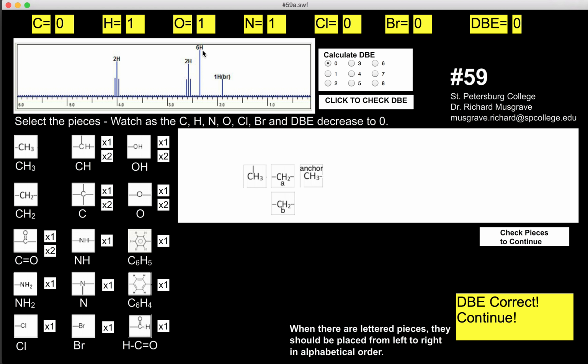Now because we have these two CH3 groups here and it's a single peak, they're probably connected to the same thing. Now I know they're not connected to a carbon that doesn't have hydrogens on it because we don't have that piece here available. So the only thing I can really think of that the two CH3s might be next to that doesn't have a hydrogen on it might be a nitrogen.